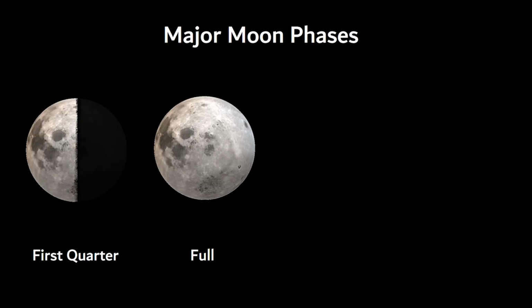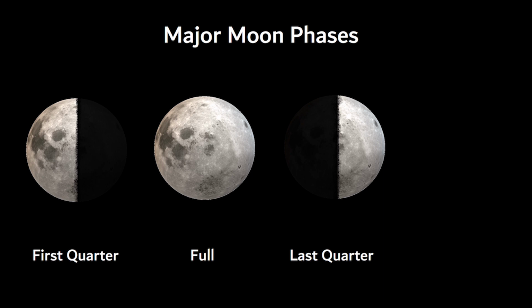To figure this out, we actually have to know the 4 major phases of the moon: the first quarter, the full moon, the last quarter, and the new moon. Because it takes 29.53 days from a full moon to a full moon, if you divide that by the 4 major phases, it comes to about 7.38 days to transition from one phase to the next.